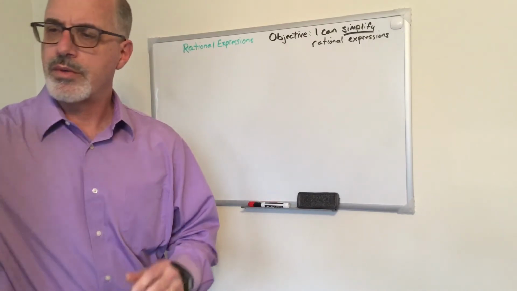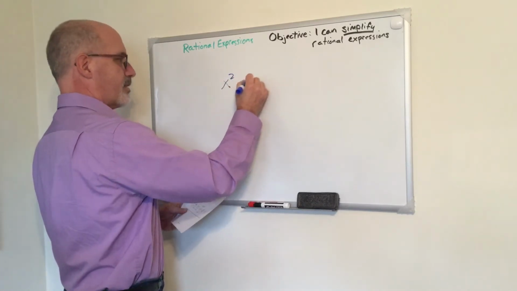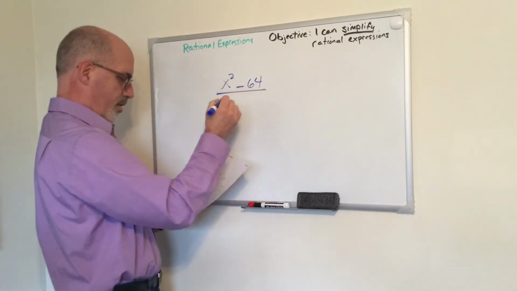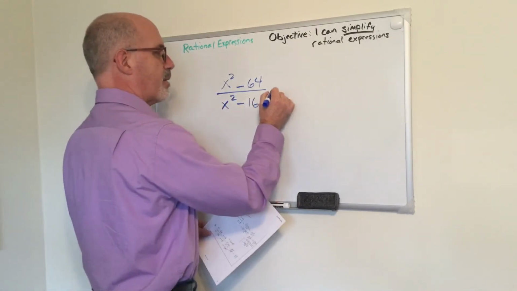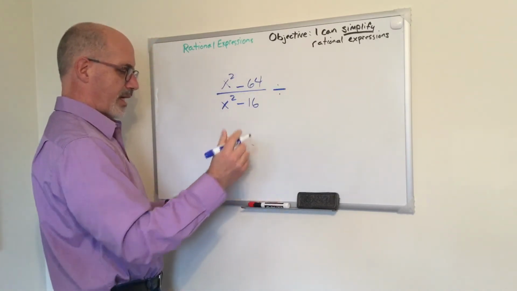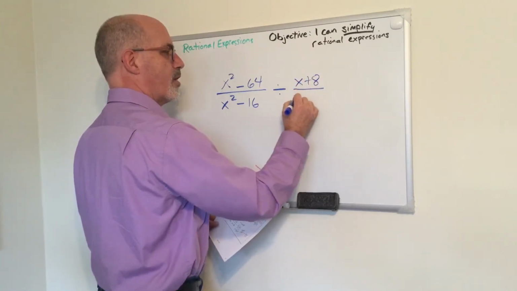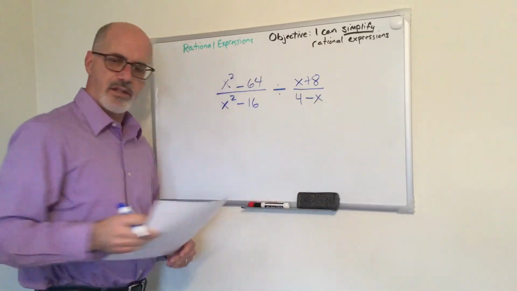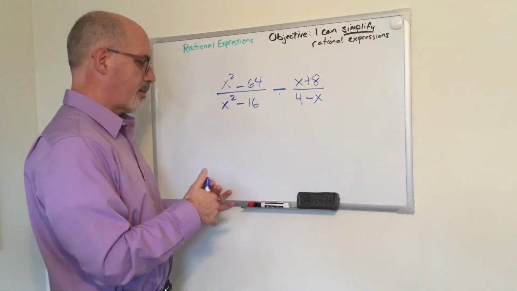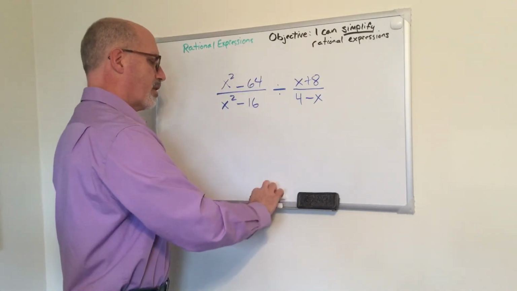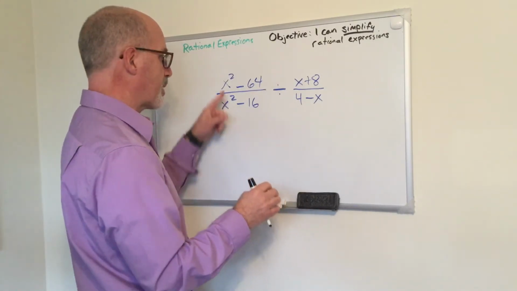We're going to do x squared minus 64 over x squared minus 16 divided by, and in this case I'm going to make it x plus 8 over 4 minus x. Okay, let's take a look at this problem and see how we simplify it. So what I want to do first of all on this problem is take the reciprocal of this second fraction.